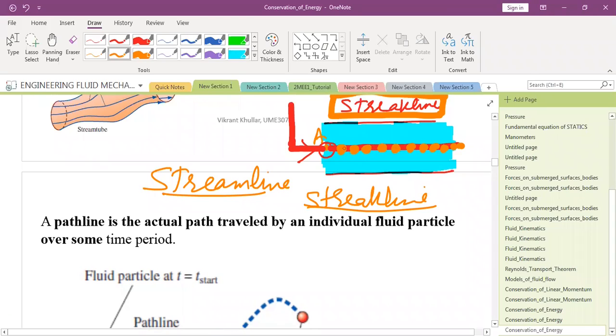Yes? If you take a photograph of this, so that is the instantaneous value of this, the instantaneous picture of this curve. That is called a streamline. But if I am not interested in some point in time, and I am only interested in whatever path is followed by all the particles that have passed through this point, then that is a streak line. Are you clear?